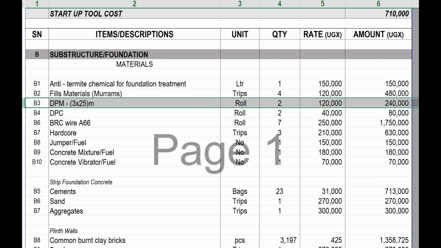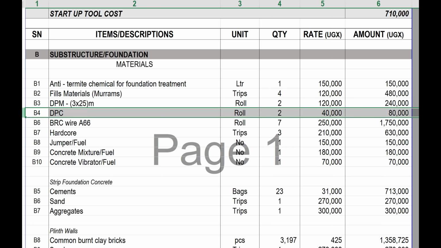Then you might also need what they call a DPM. This is a damp proof membrane, and this is a kind of polythene, in simple layman's understanding, which they apply when they are going to cast the oversite concrete. I would recommend buying 3 by 25 meters, and 2 rolls can be enough. Each roll you can get at 120,000, summing up to 240,000.